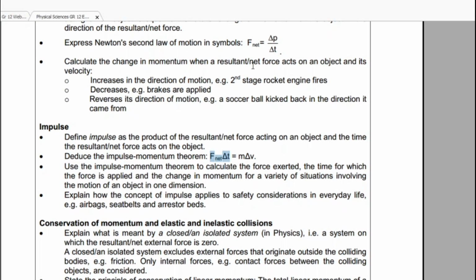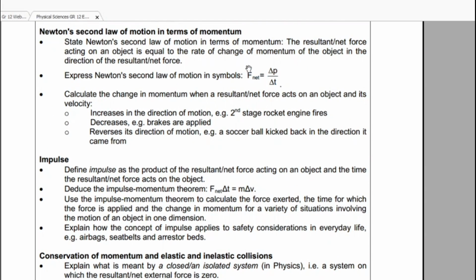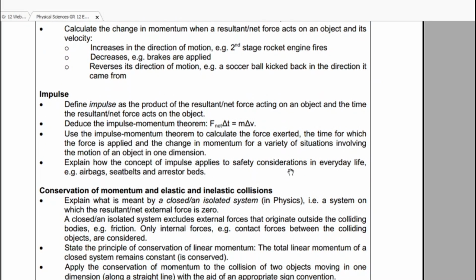Or if you have the change in momentum and you have the time a force is exerted on an object, you can calculate the magnitude of the force that is exerted on that object using this formula here, right? This formula, you can also take as the impulse momentum theorem, because when you rearrange and make delta P the subject of the formula, you will get that impulse is equal to change in momentum. So that is the impulse momentum theorem. Okay.